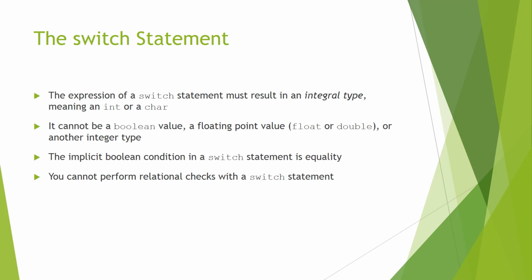The expression of a switch statement must result in an integral type, meaning an int or a char. It cannot be a Boolean value, a floating point value, float or double, or another integer type. The implicit Boolean condition in a switch statement is equality. You cannot perform relational checks with a switch statement.